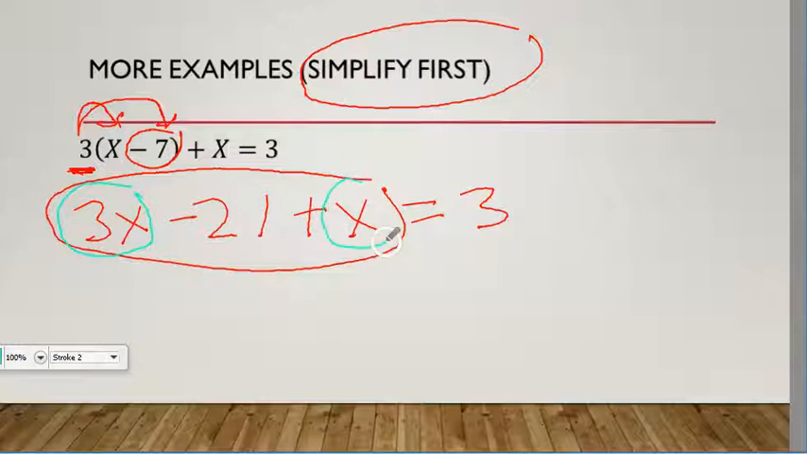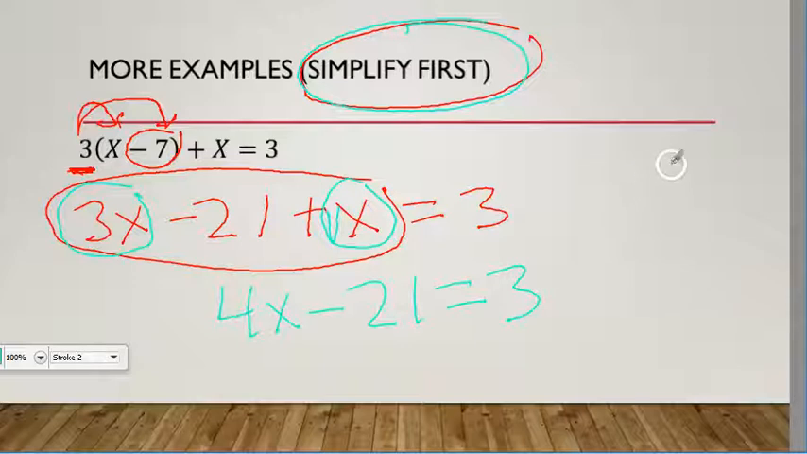We can continue to solve this left side because 3x and 1x, those are like terms. So when we combine 3x and 1x, we get 4x, and then we have a -21 equals 3. Once we have simplified, now we just have a two-step equation that we need to solve. So remember, whenever you're solving a two-step equation, you get rid of the addition or subtraction part first.